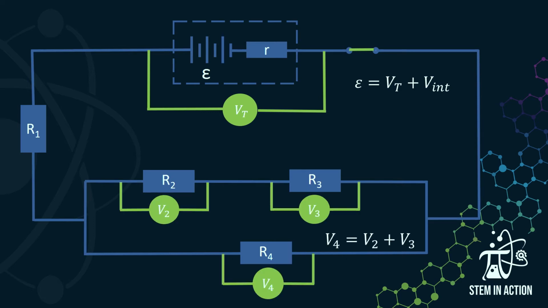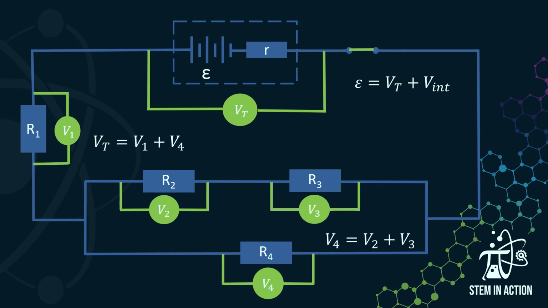If we then have a look at our other voltmeters and we look at our parallel combination, we can see that V2 plus 3 are going to be equal to V4. Remember that in a parallel combination, the voltage across each branch is equal. But then within one of our branches, we have a series combination, and we know that for series resistors, the voltage is shared. And so that is why V4 will be equal to the sum of the voltages across V2 and V3.